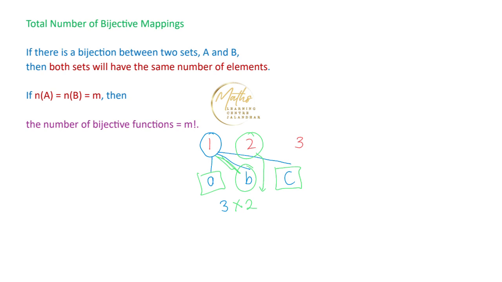Now suppose element 2 is mapped to A. Then for element 3, how many options are left? There is only one option left. The answer we get is 3 factorial. Similarly, if the number of elements in A is equal to the number of elements in B, which is m, then the total number of bijective functions is m factorial.